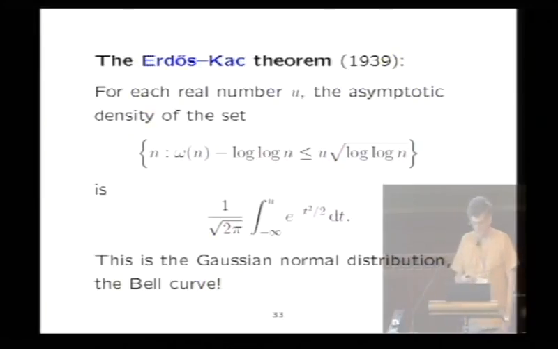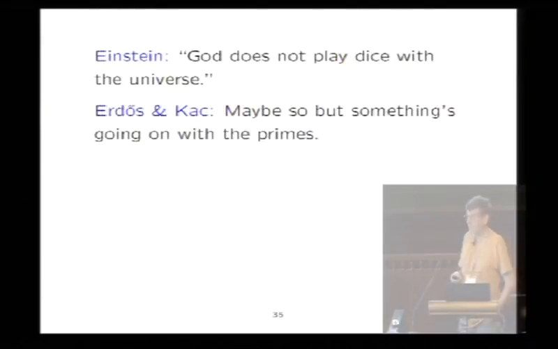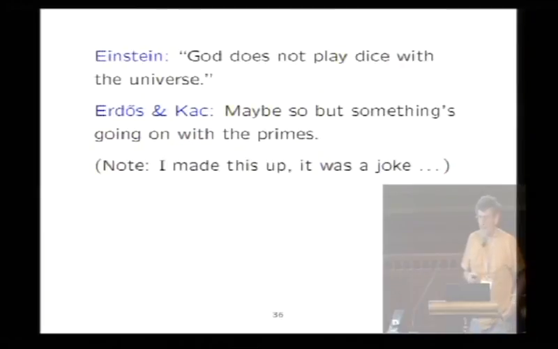I had a slide where I quoted Einstein. This is a correct quote of Einstein. Einstein was unhappy with the theory of quantum mechanics, and he wrote, God does not play dice with the universe. And then I said, I would like to think that Erdős and Kac replied, maybe so, but something's going on with the primes. Now, I'd like to emphasize now to this group that I made that up. Erdős and Kac did not say this. This was a joke.